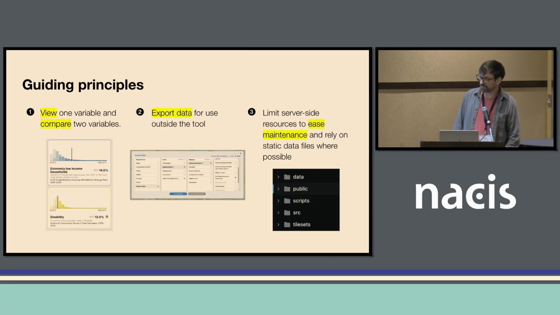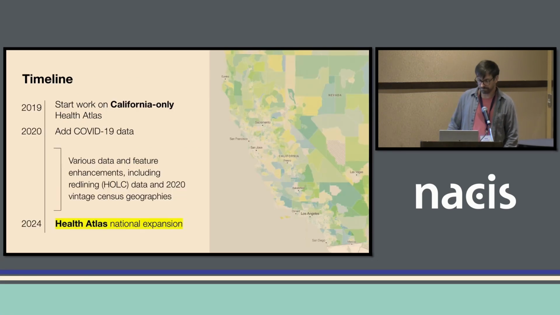And the guiding principles for this project are to give users a way to view one variable or two variables and compare them, export that data. Since the data is coming from a lot of different sources, it's pretty handy to be able to export that data and use it on your own. It's already collected. And we also, from the administrative side of things, we wanted to limit server-side work, mostly make things static and easy to maintain.